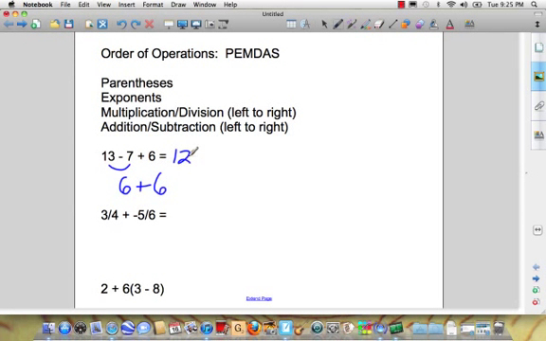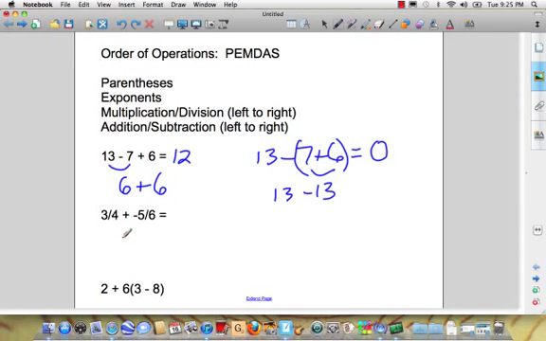the answer is 12. Notice that if you added first, well, 7 plus 6 is 13, and 13 minus 13 is 0. And that's actually not correct unless you put the 7 plus 6 in parentheses. That would be your way of telling somebody, I want you to actually add first.